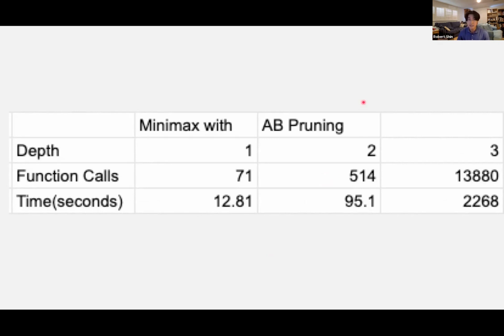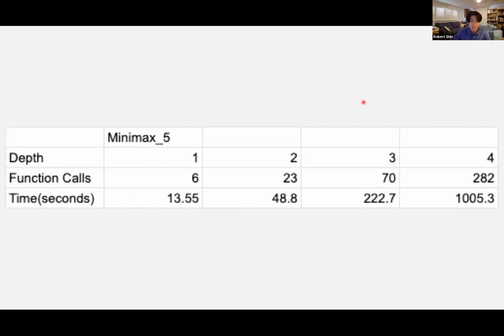That is basically an optimization on minimax. And you can see that we were able to get to a higher depth, but that still took a long time. This is an improvement, but it's still not quite usable. And so minimax 5, which is once again an improvement, is still a bit too slow. But you can see that the function calls have been reduced drastically. And that's because we're only running minimax on 5 positions per passed position.